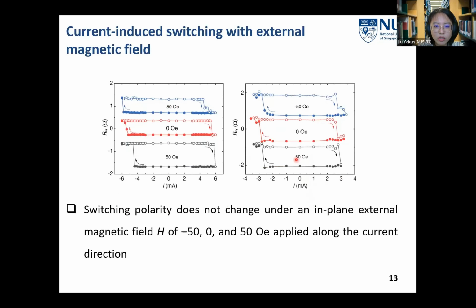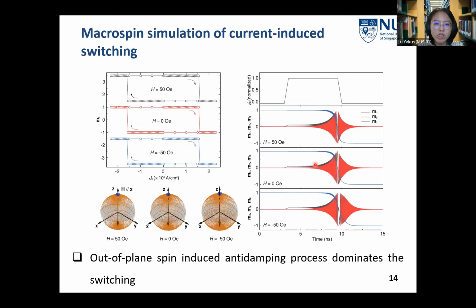But in our case, with the external magnetic field direction sign reversal, the switching polarity is kept. So we expect there is some relationship with this beam. Based on this hypothesis, we performed a numerical calculation based on the macrospin model. The result is also well reproduced in our simulation: with the sign reversal of the external magnetic field, the switching polarity is kept.